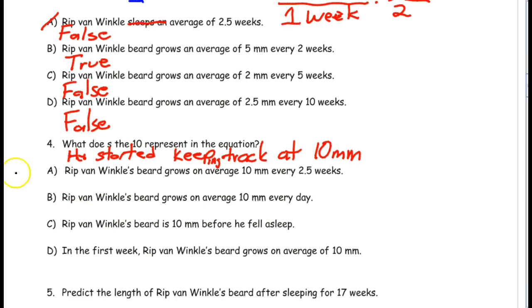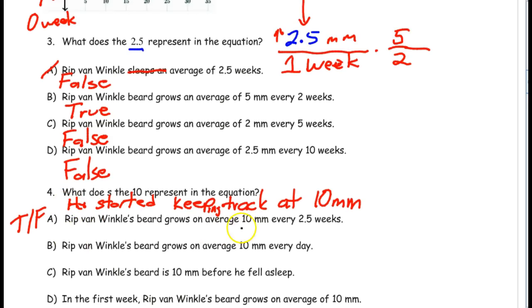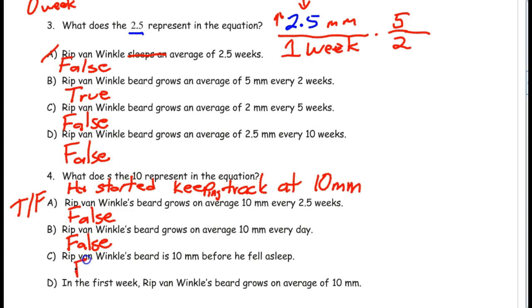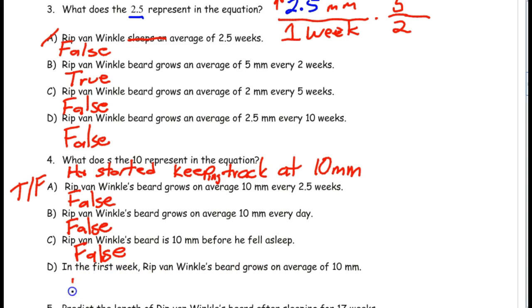Okay, again, some more true-false here. His beard grows an average 10 millimeters every 2.5 weeks. We kind of already went through these. So 10 millimeters every day? No, that'd be way too long. 10 millimeters before I fell asleep? No. And the first week grows an average of 10? No. Okay.